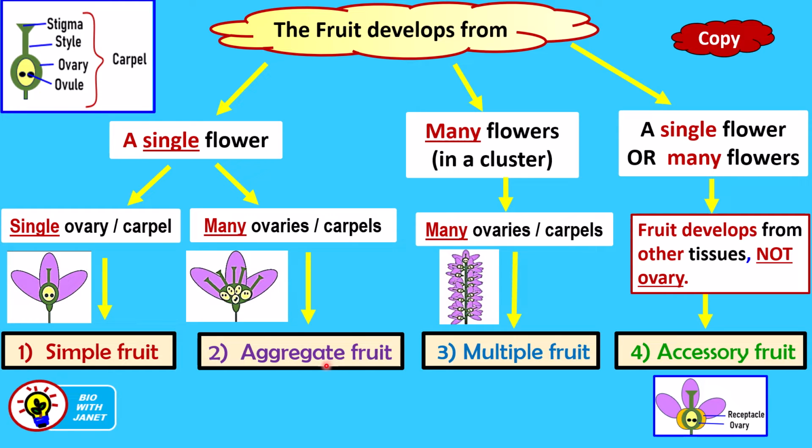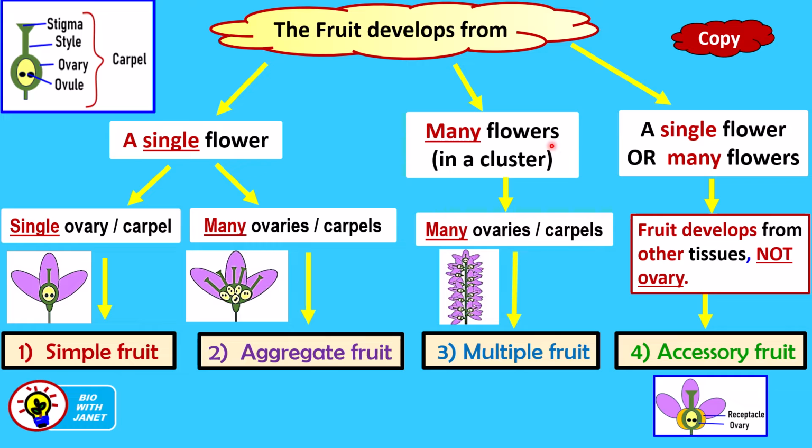The word aggregate tends to denote many units of one structure. So many ovaries, that's why it's called aggregate fruit. It's just one fruit, but it has many. It's formed from many ovaries, where each ovary wall will develop. An example of this is the raspberry fruit, as we'll see later.